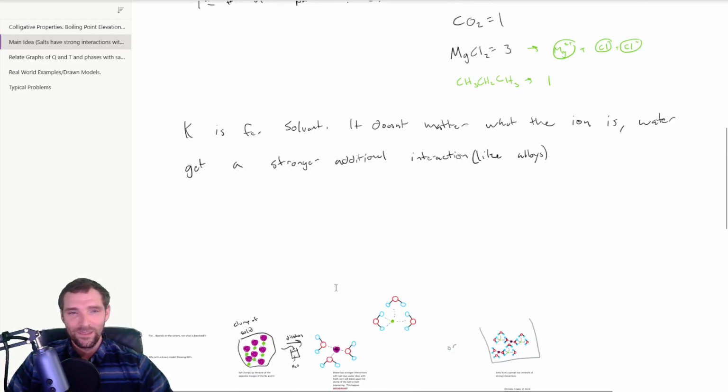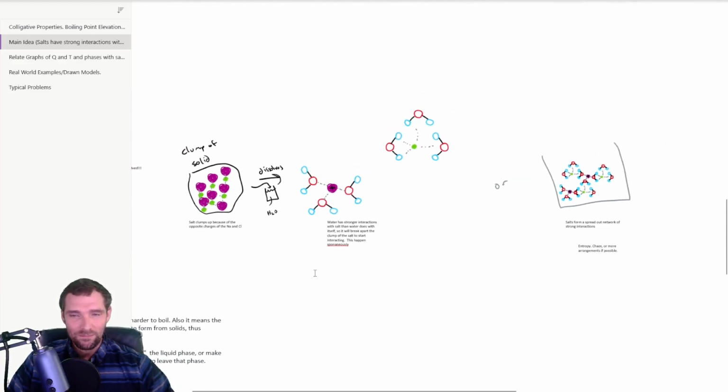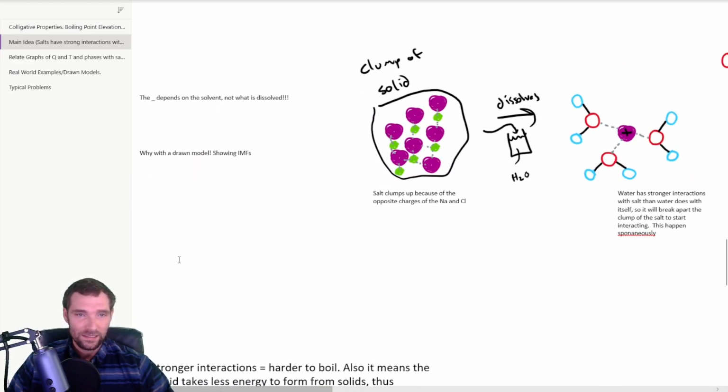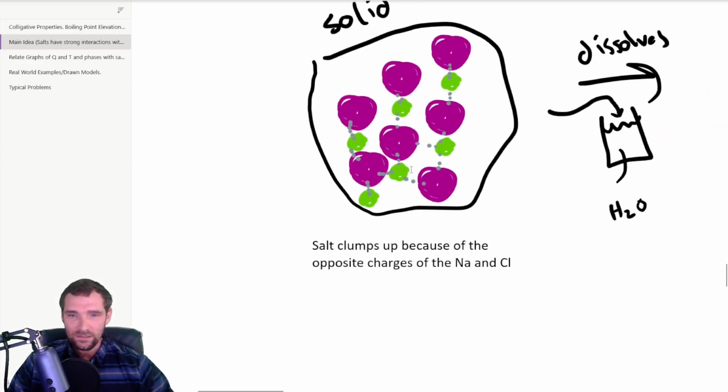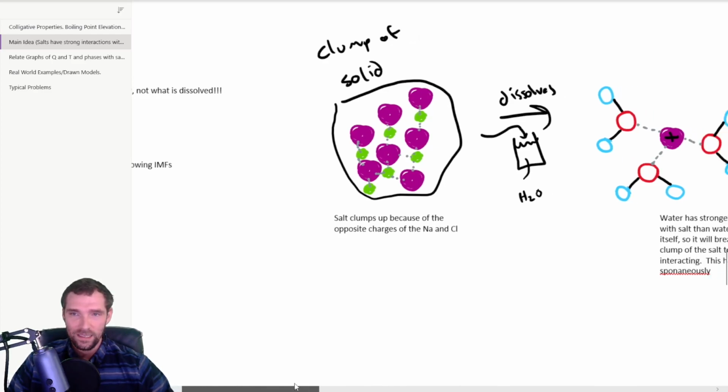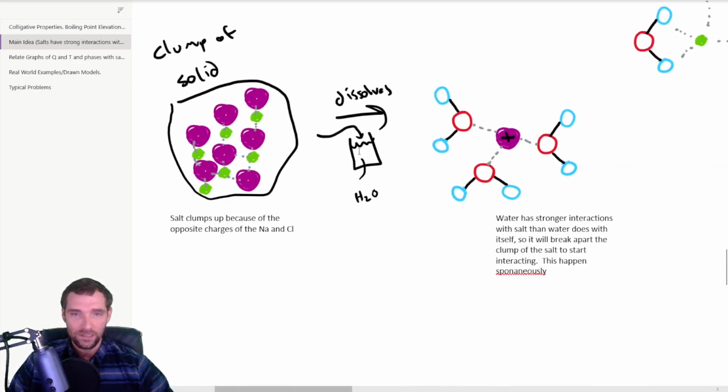Okay. Now to, in my mind, what actually explains what's going on here. So this is how I think of when we're dissolving, what's going on and why does this have this temperature change. So basically, I've got these little dotted lines to show intermolecular forces. We've got a clump of some salt that we place in some water and it dissolves.